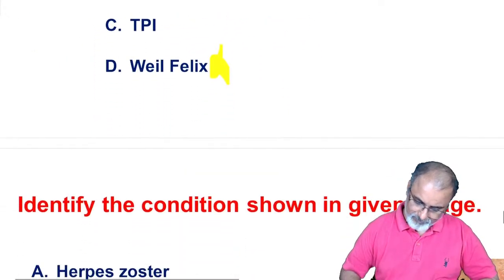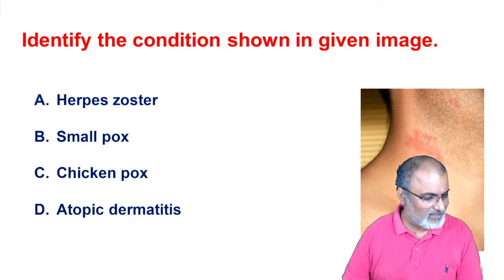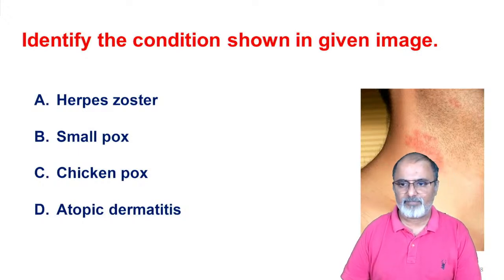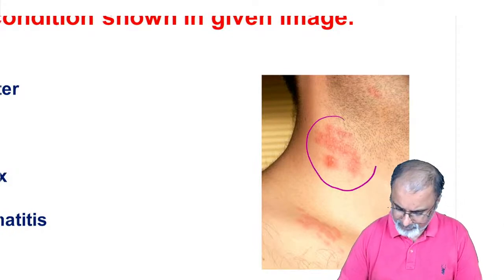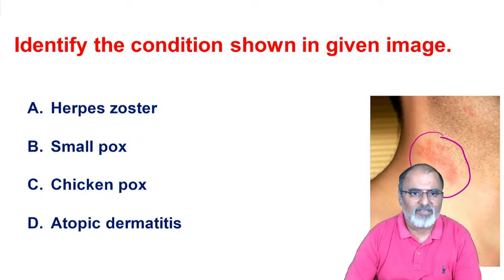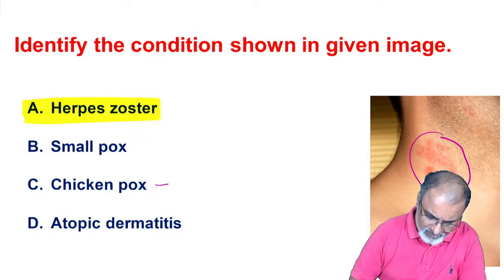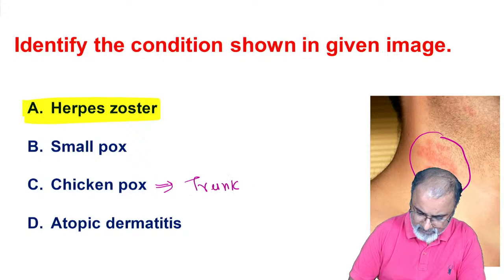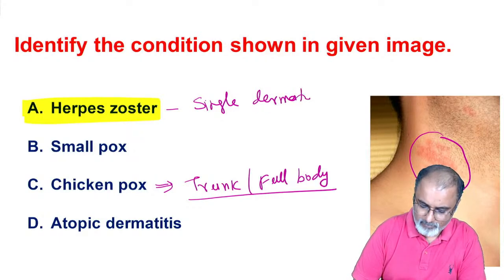Okay, and identify the condition shown in the image. What is it? See carefully here. Unilateral, multiple stages. It's a painful condition. Single dermatome presentation, we call it herpes zoster. Chickenpox means it is trunk and full body. Herpes zoster, single dermatome.